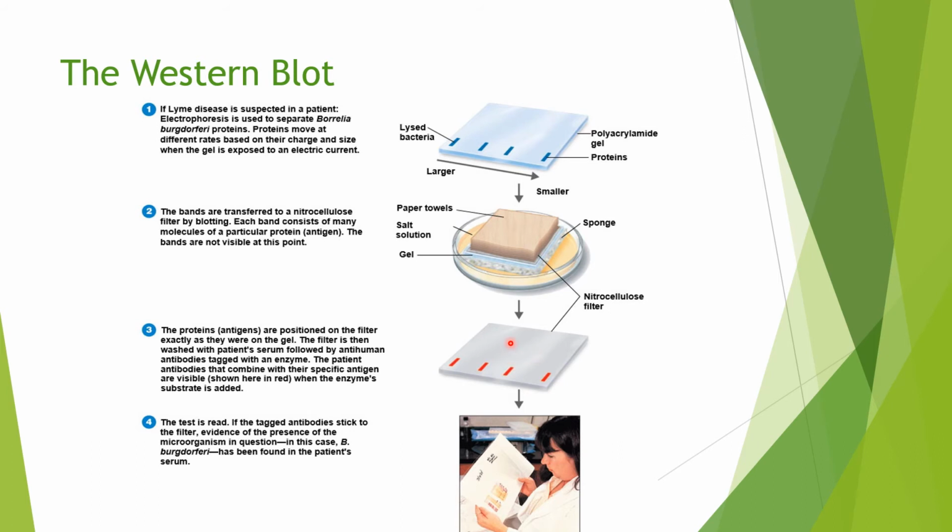Then we go ahead and we flood the membrane with the substrates. Once the substrate binds to the enzyme on the secondary antibody, a color change is going to take place, and those bands are going to become visible. For example, they're going to be colored red, and once they are visible, then you know the patient indeed had the antibodies in their serum, and that's a confirmation that the patient did have this infection and they did have this bacterial antigen inside of them.